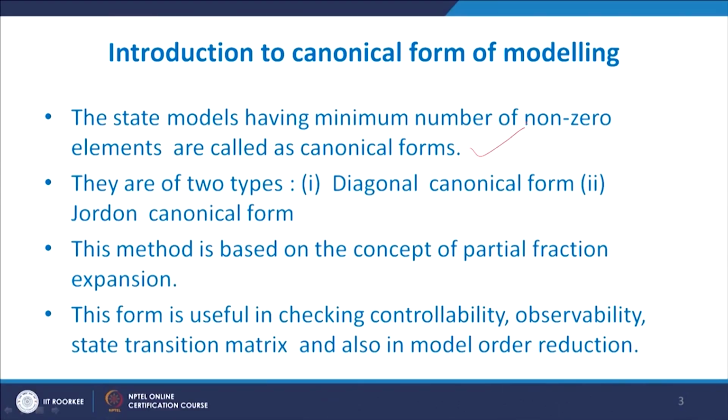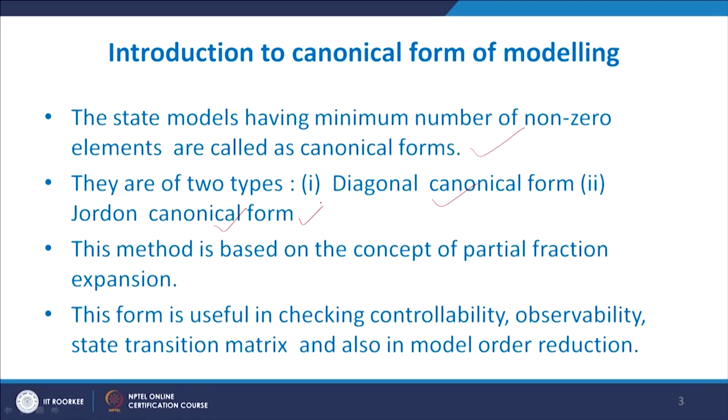The first point: the state model having a minimum number of non-zero elements is called a canonical form. So, you will find that in this particular form the number of non-zero elements is minimum, and the other elements are mostly zeros. Second point, there are two types: one is diagonal canonical form and the second is Jordan canonical form. Diagonal canonical form means the eigenvalues are distinct, they are not repeated. Jordan canonical form means there are some eigenvalues which are repeated.